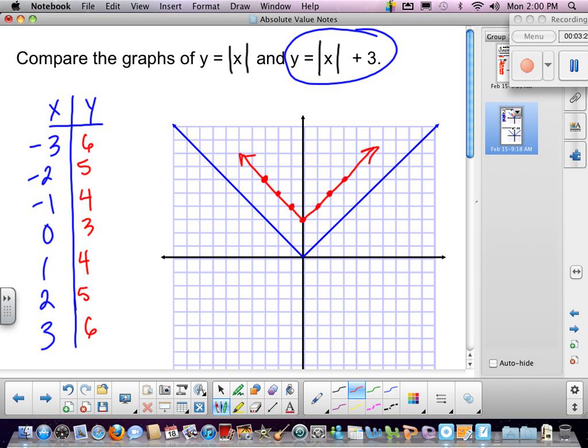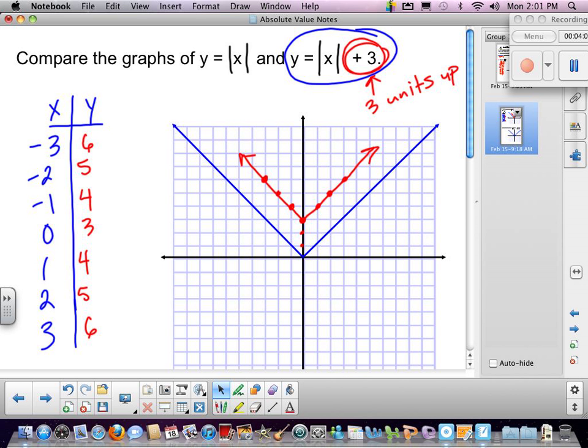All right, so what we want to take a look at is how did the graph change from y equals the absolute value of x to y equals the absolute value of x plus 3? Well, in this case, you can see that it shifted up 1, 2, 3 units. So if I had to make a generalization, I would say that's 3 units up. If it were minus, then I would expect, based on this, for it to go down. Again, this is not inside the absolute value, this is on the outside of the absolute value. All right. Let's take a look at the next example.